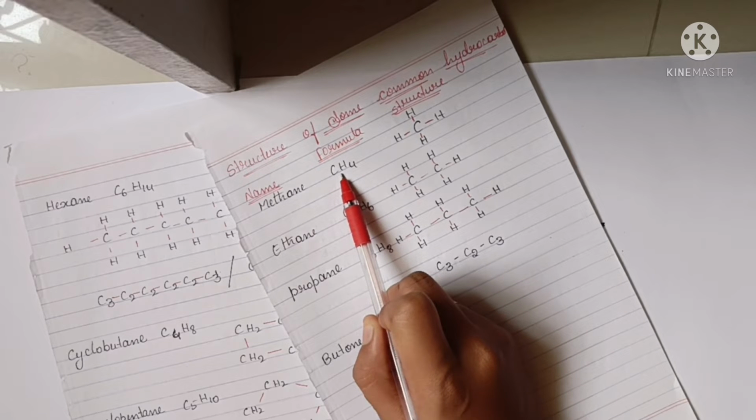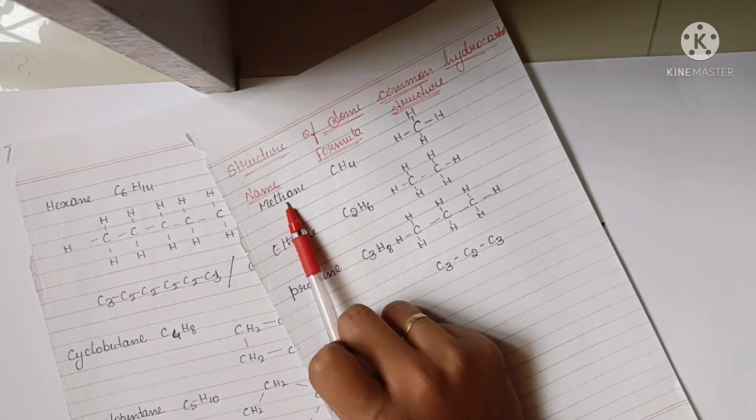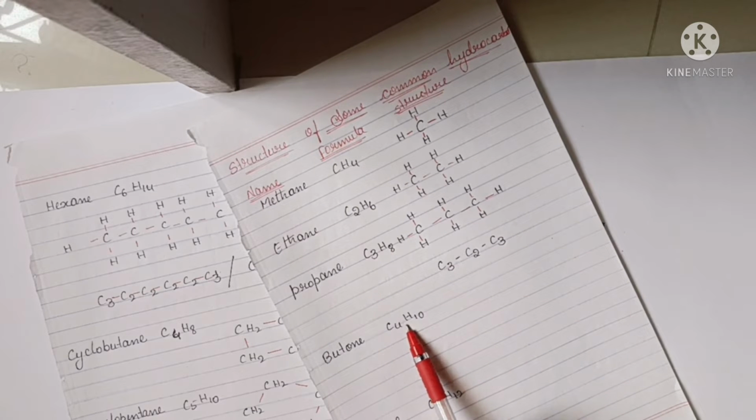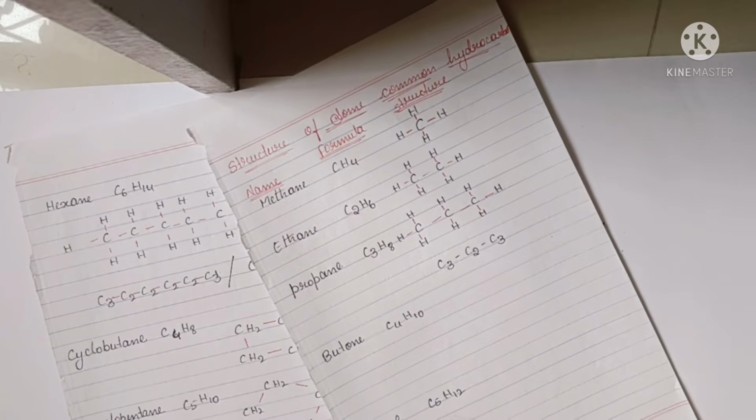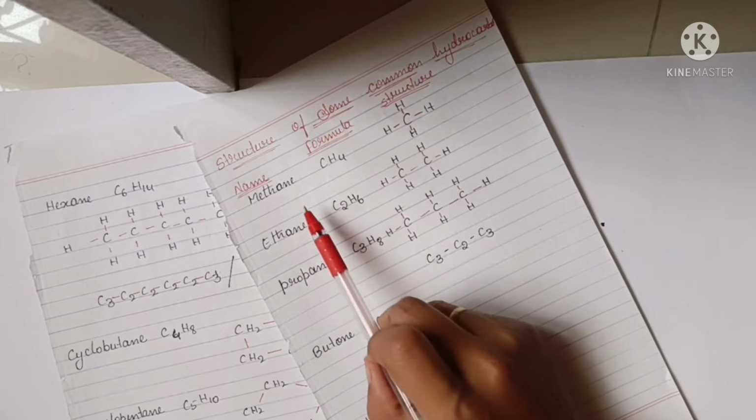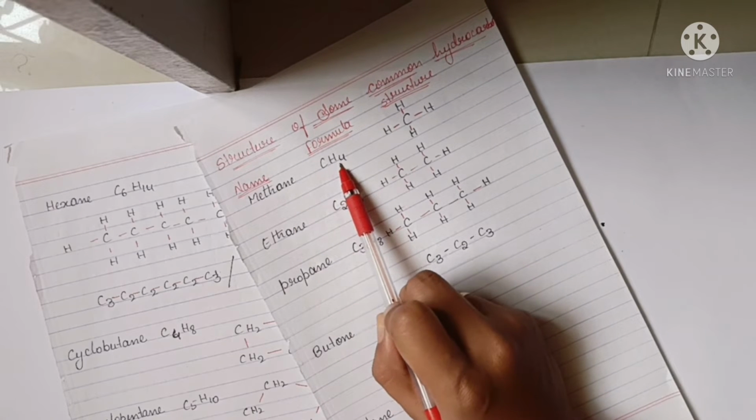If one carbon is there, we are going to mention it as meth. If 2 carbon, eth. If 3 carbon, prop. If 4 carbon, but. If 5 carbon, that is pent. I'm going to show the structure of this also now. So methane, CH4. How are you going to write the structure?